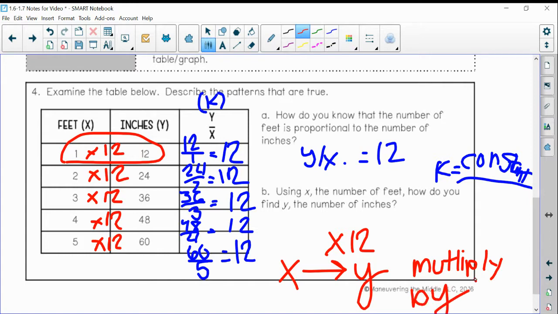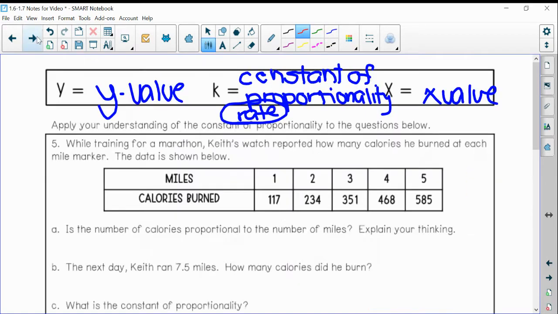Okay, or we already just said our constant of proportionality. All right, so our y we said was our y value, our k we said was our constant of proportionality, and our x we said was our x value. All right, so now we're going to apply our understanding of the concept of proportionality to answer these questions.